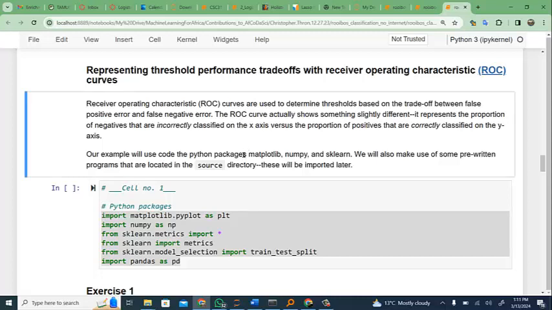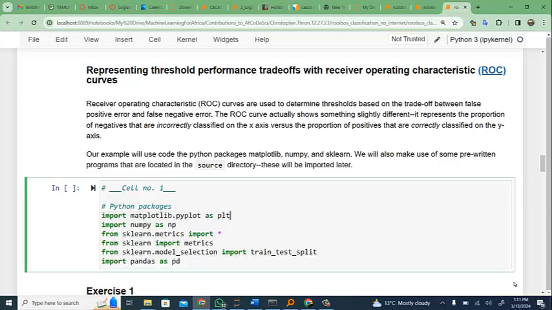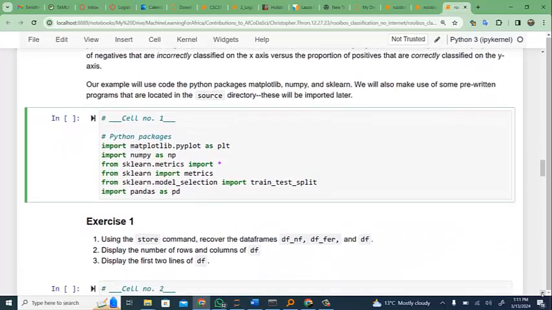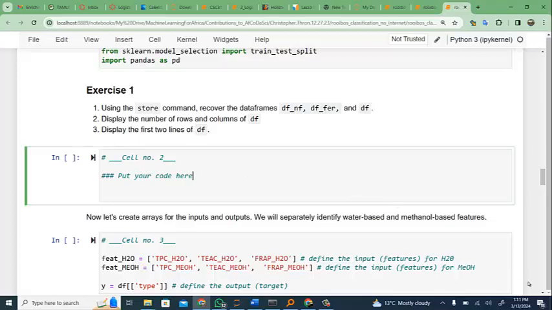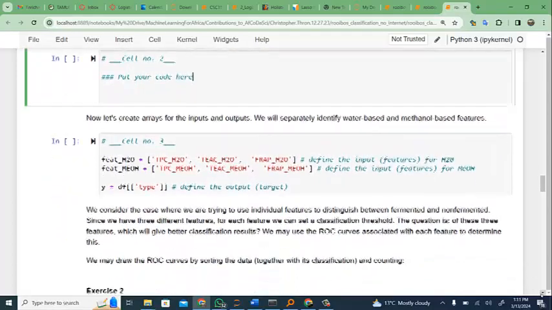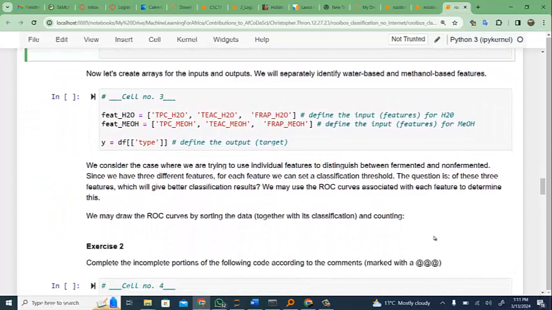So we'll be using different packages that we need to import. So the import is done for you. Now, in the first Jupyter Notebook, it explains how to recover previously stored data. And you should know by now how to display the shape and the first two lines of a data frame. Okay. Now we want to create arrays for the inputs and outputs. And this is done for you.